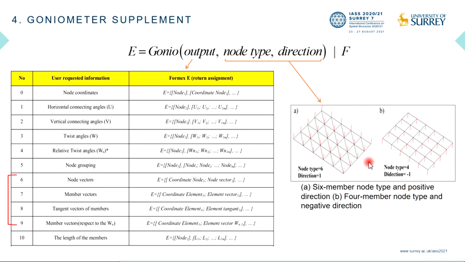Using Formex Algebra, a new user-defined function called GONIOMETER is implemented in Formian-K software, which is able to extract information about connection angles, member vectors, node vectors, etc. The GONIOMETER function finds the requested angle or vectors from Formex F and places them in Formex E. The first and main canonic parameter output is the angle or information requested by the user, selected from the numbers 0 to 10 according to the table.